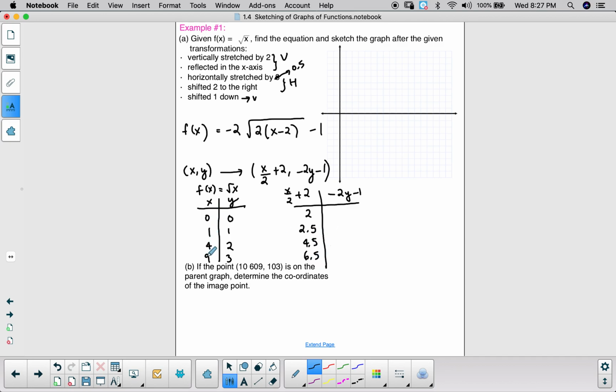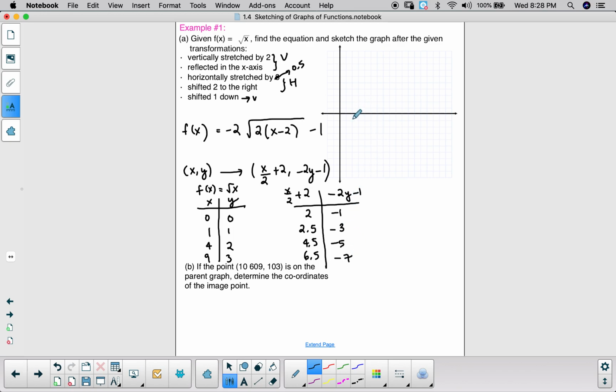So for each one of those values, I divided them by 2 and then added 2 to it, and I got these numbers. And then for the y values, for each of them, you multiply them by -2 and subtract 1, and you will get -1, -3, -5, -7. And then you can take these points and graph them.